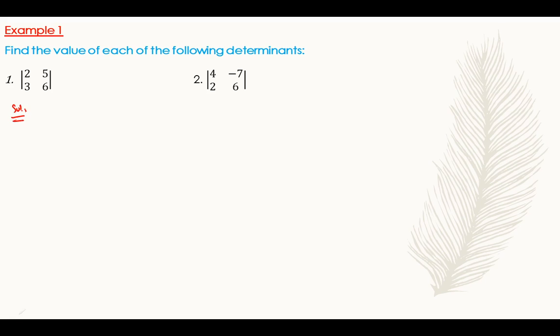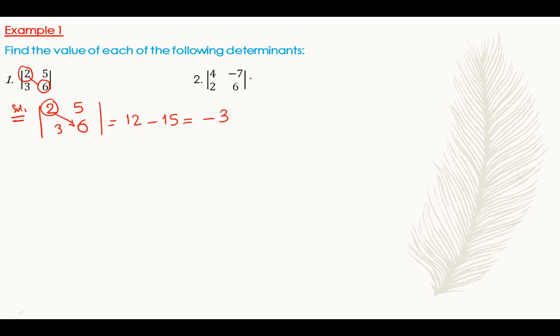Okay, in this determinant we are going to multiply the elements of the main diagonal. So we will write it again, 2, 5, 3 and 6. So we will multiply 2 multiplied by 6, it will be equal to 12, minus 5 multiplied by 3, it will be equal to 15. 12 minus 15 equals negative 3.